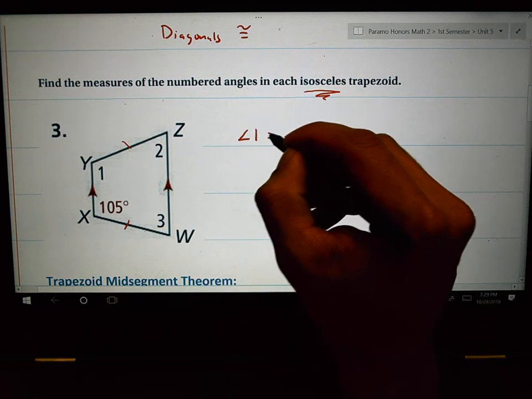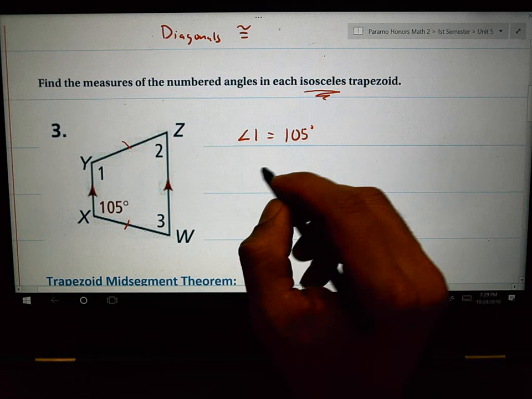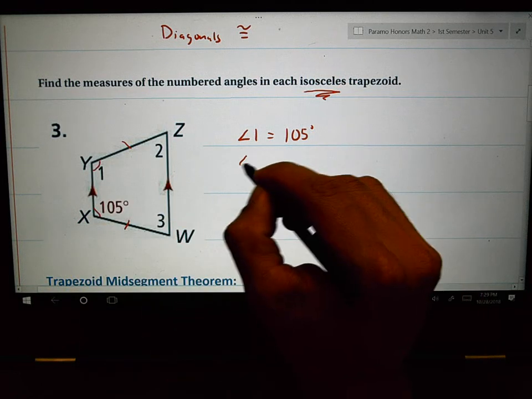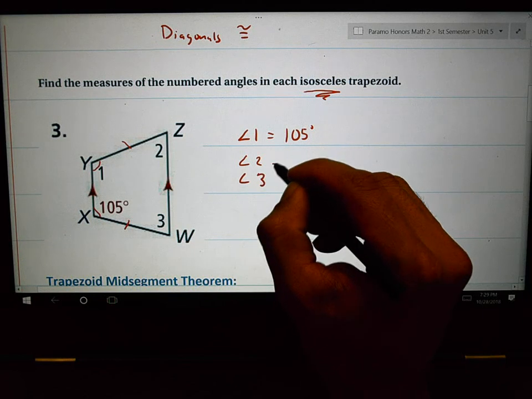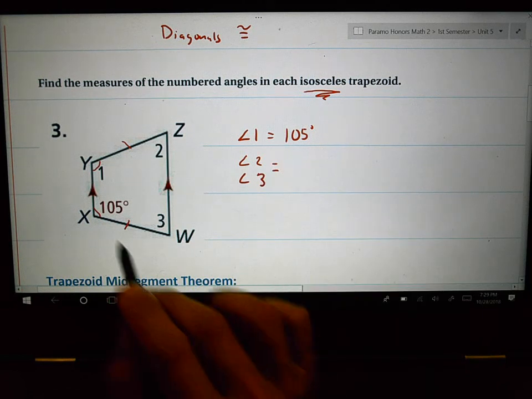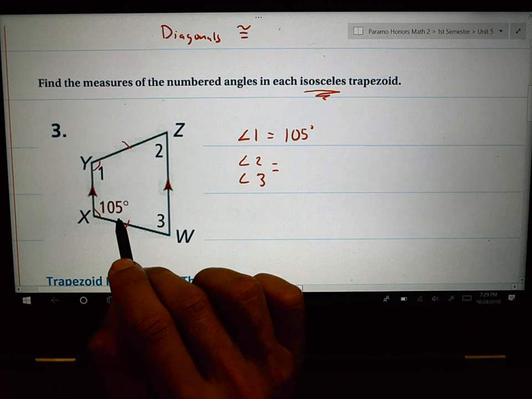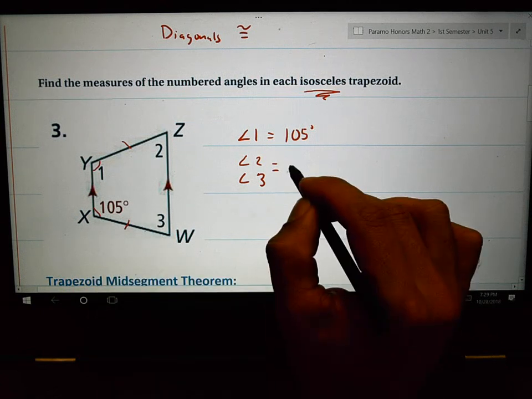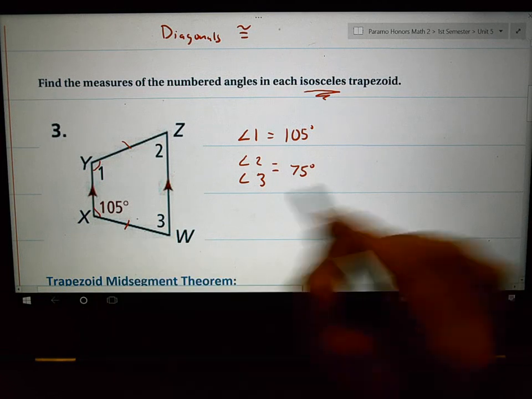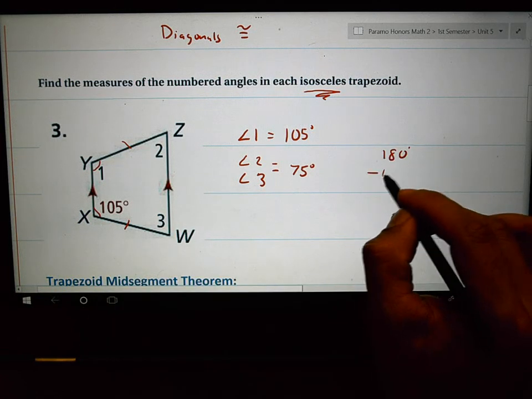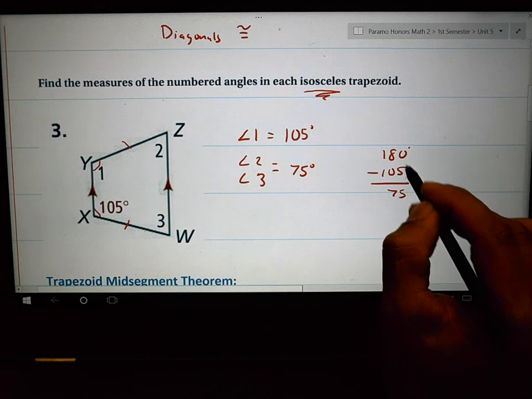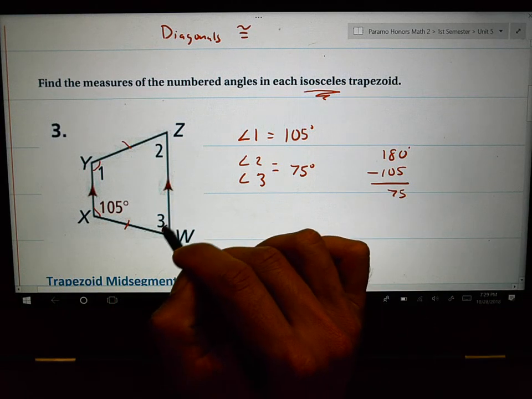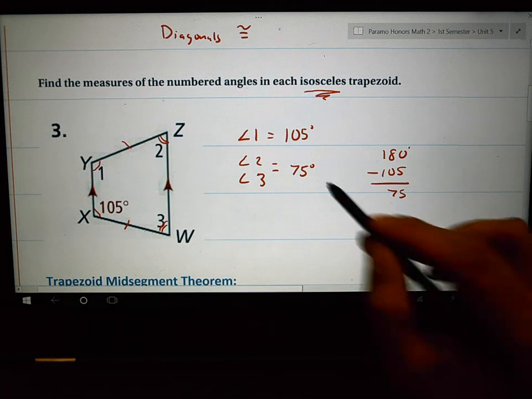is equal to 105 degrees. These two are going to be the same. It also means that angle 2 and angle 3 are going to be equal to the same number. And these are consecutive interior or same side interior, so they're supplementary. They add to 180. I hope you know that they have to be 75 degrees. For anybody who's trying to figure out the math on it, it's 180 minus 105 to get 75 degrees, which means these two are congruent to each other as well.